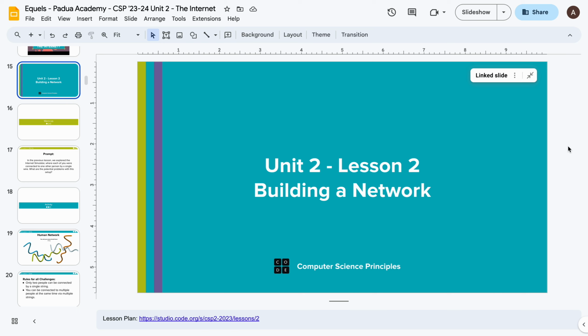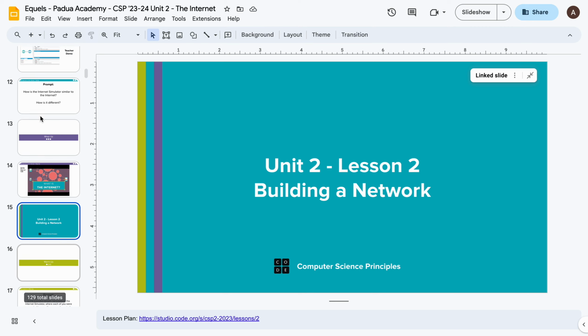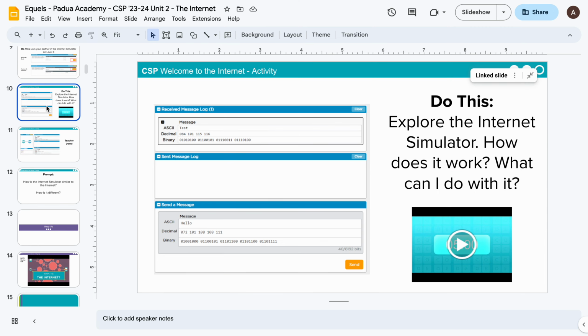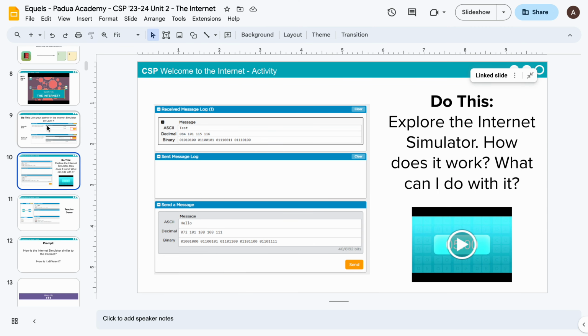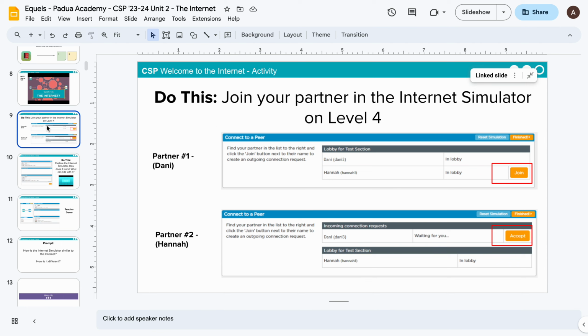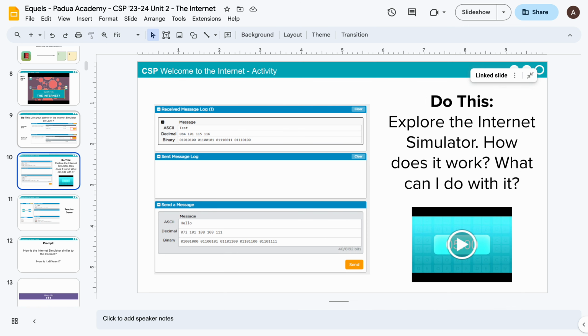All right, so we have our second lesson in building a network. The first lesson obviously was on the internet. So, these slides up here, hopefully, you didn't have any problems with using the internet simulator. Basically, you were essentially just making a chat room, going back and forth and seeing how the messages were getting converted, and more or less seeing how this little chat room worked.